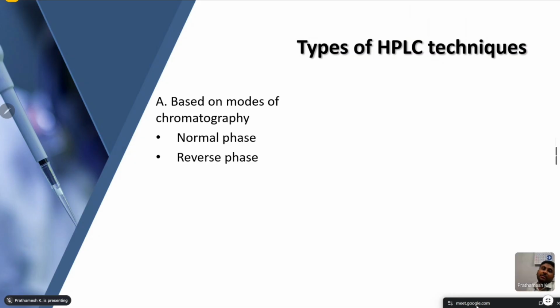So, based on the modes of chromatography, you have normal phase and reverse phase. Now, the game is all with the mobile phase and the stationary phase. So, what happens in normal phase? In normal phase chromatography, your stationary phase is polar and your mobile phase is non-polar. Just try to understand that.